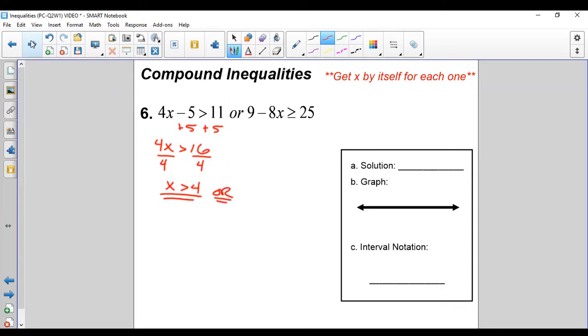Or we can get a second solution, which would be subtract 9. Negative 8x is greater than or equal to 16. Divide by negative 8, so symbols are going to flip. So x is less than or equal to negative 2. There's my second solution. Now, and statements you always shade in the middle. An or statement, I would say a majority of the time, you're going to shade outside the 2 points.